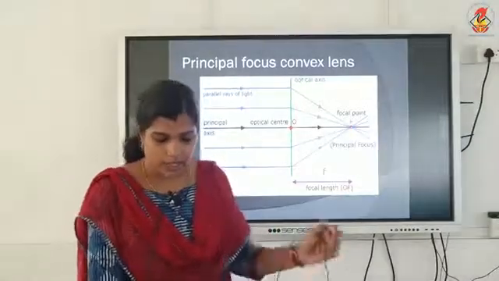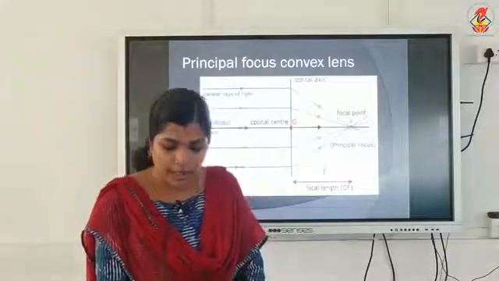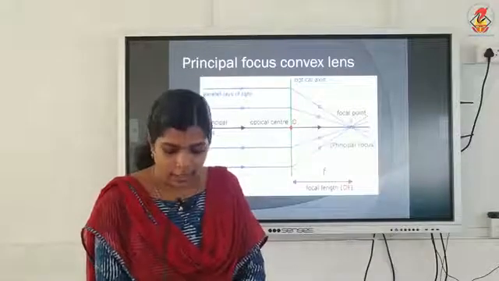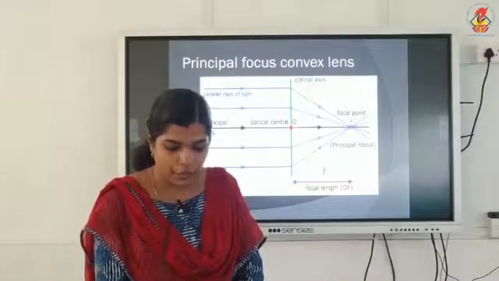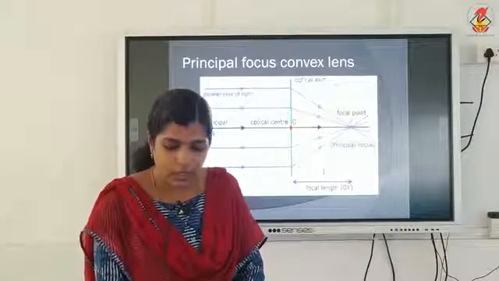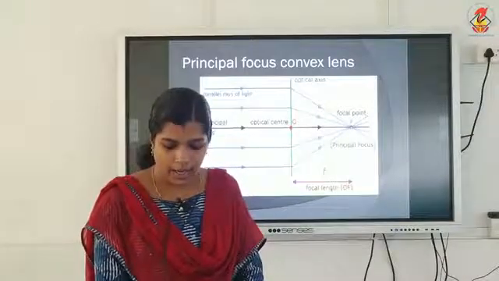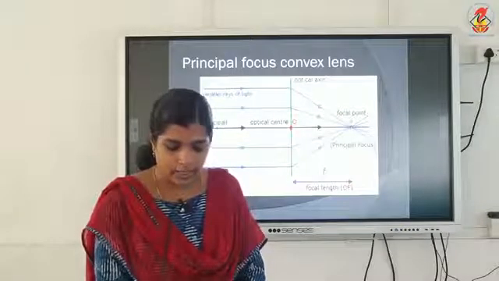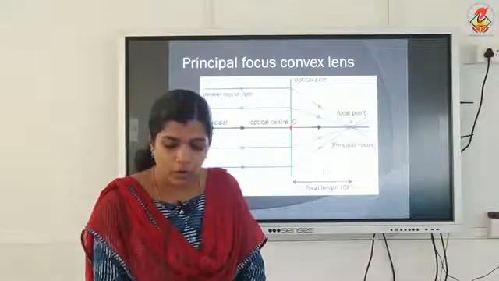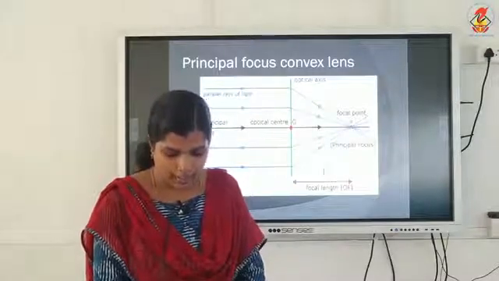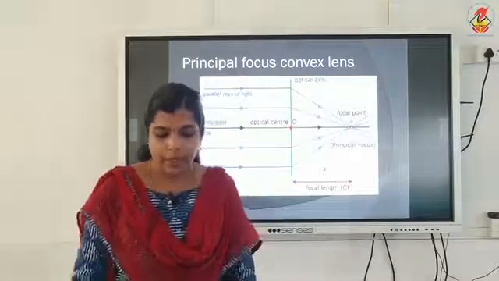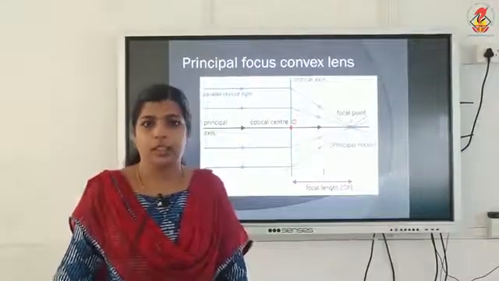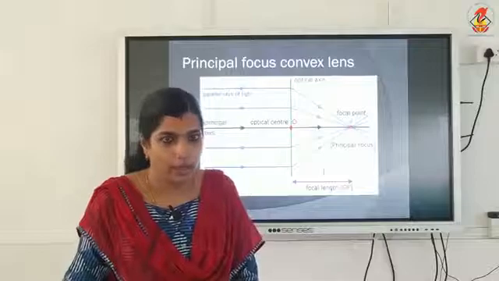Several light rays parallel to the principal axis after falling on a convex lens. These rays after refraction from the lens are converging to a point on the principal axis. This point on the principal axis is called the principal focus of a lens. This is known as a principal focus of convex lens. Okay.